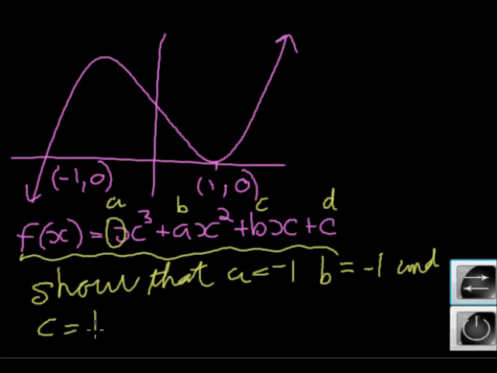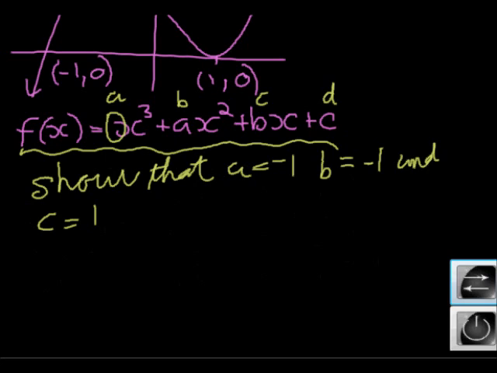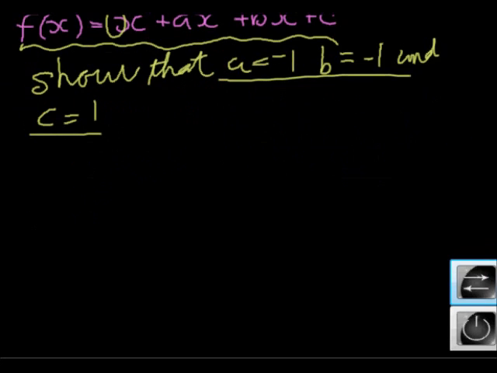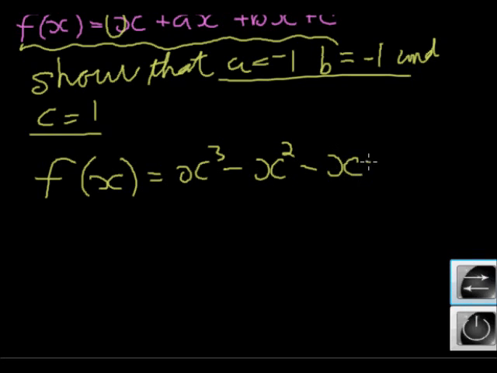Okay, let's work backwards. Would you mind if we work backwards? If you have to show that this is true, can you use it? No. That's your target. The reason I want to go backwards is so that you understand what I am doing. Let's say they've already given me f(x) equals x cubed minus x squared minus x plus 1. In other words, a is negative 1, b is negative 1, and c is 1.